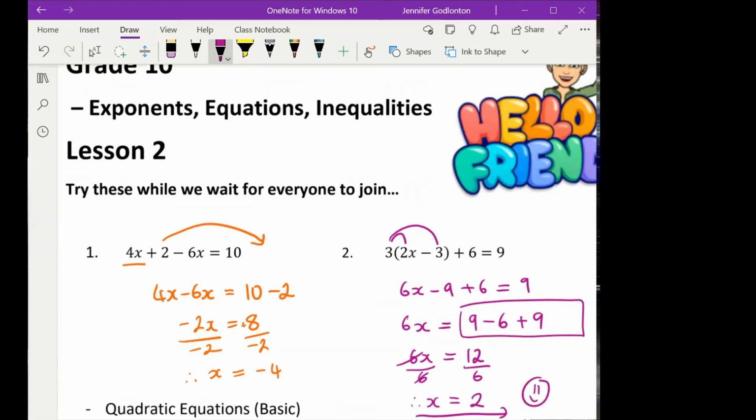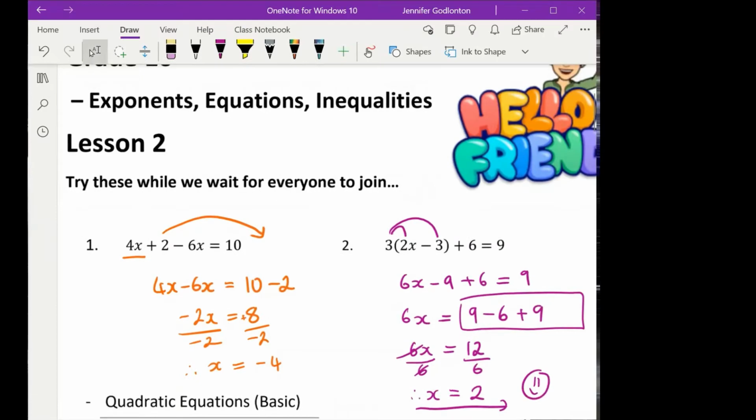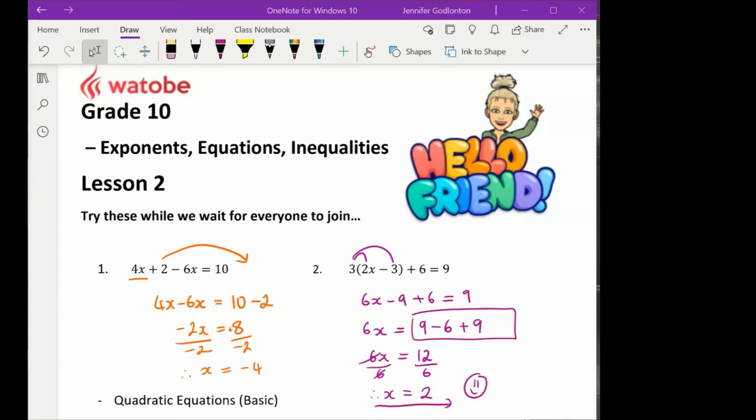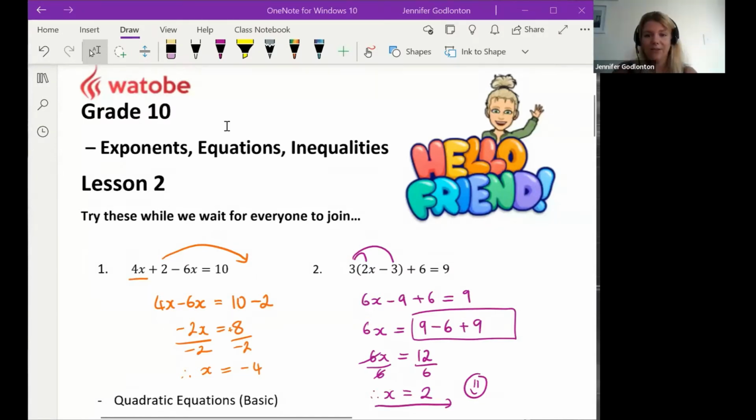Well done. Okay, guys, so that is just a quick recap of what we started on Tuesday, and we are now going to have a look at some quadratics. I know I brought this all up, but I know we have new people in each lesson, so I'm just going to remind everyone again.